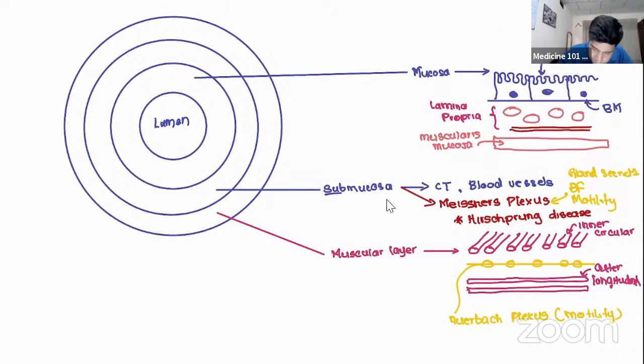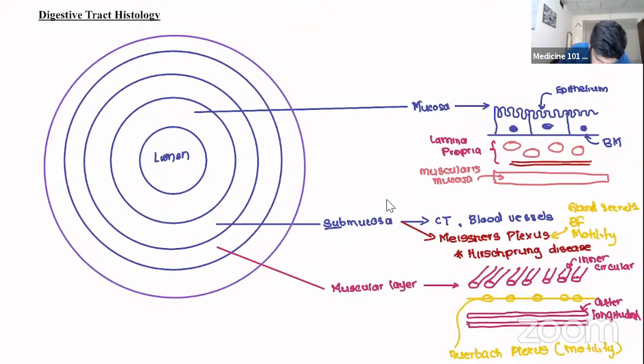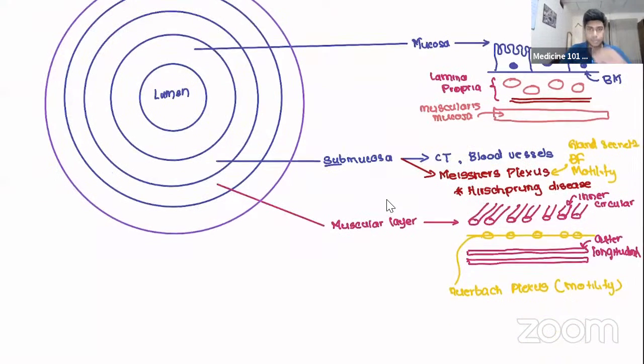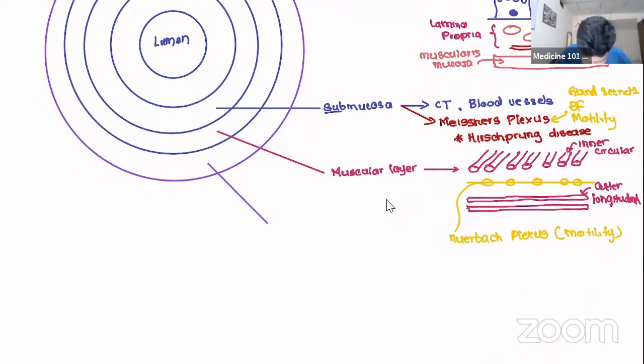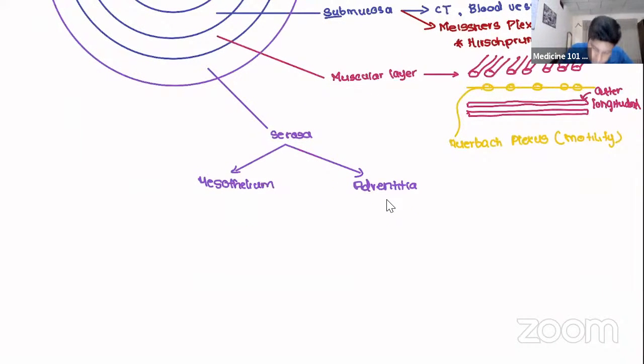Okay. And finally, can someone tell me the last layer? Serosa. There are two types: there's the mesothelium, and there's the retroperitoneal adventitia. Let me come to that. So the mesothelium is seen in intraperitoneal organs.